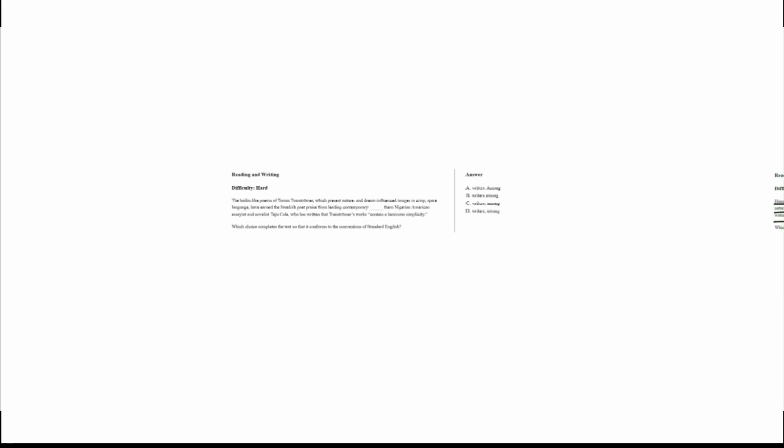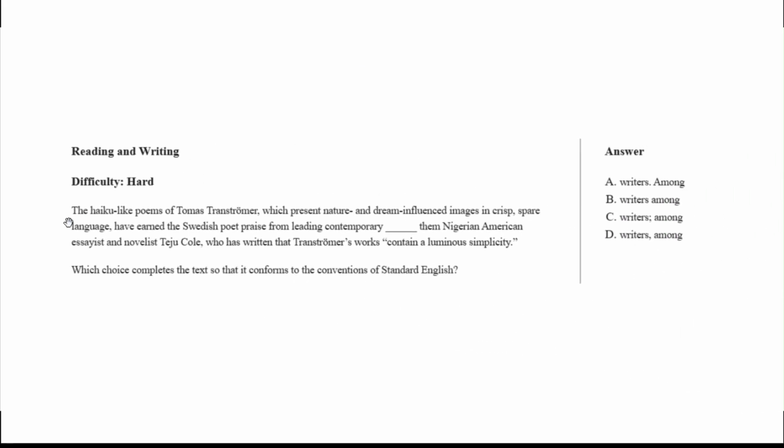So let's go over to this hard problem. The haiku-like poems of Tomas Tranströmer, which present nature and dream-influenced images in crisp, spare language, have earned the Swedish poet praise from leading contemporary writers. Among them, Nigerian-American essayist and novelist Teju Cole, who has written that Tranströmer's works contain a luminous simplicity.